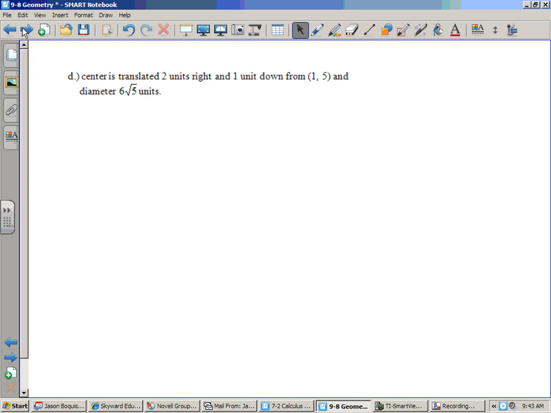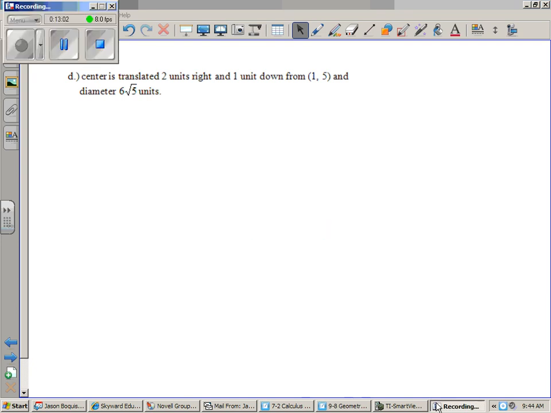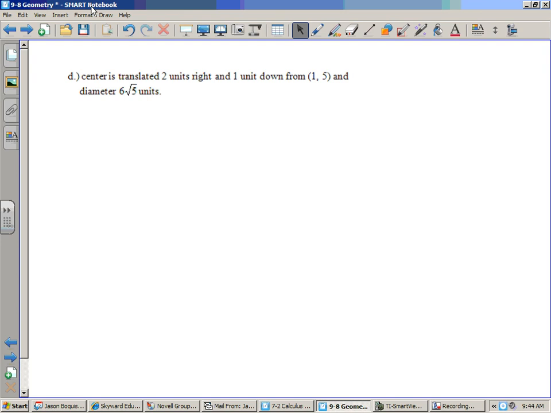Ooh, this one's tricky. It's translated 2 units to the right and 1 unit down from 1 comma 5, so it's not the origin this time. And the diameter is 6 square root of 5. Well, this one looks a little tricky. So if we start at 1 comma 5, we would be right there, agreed?